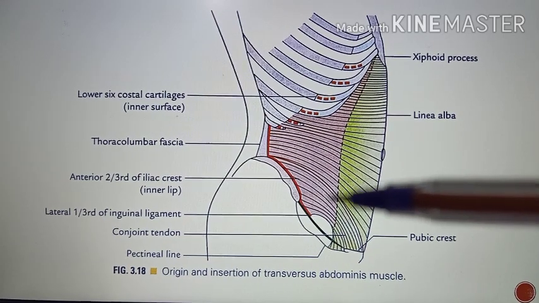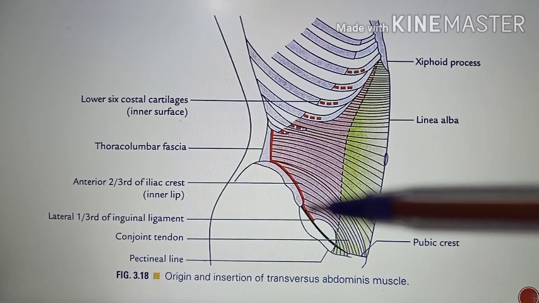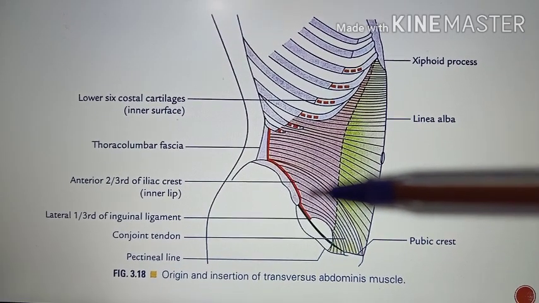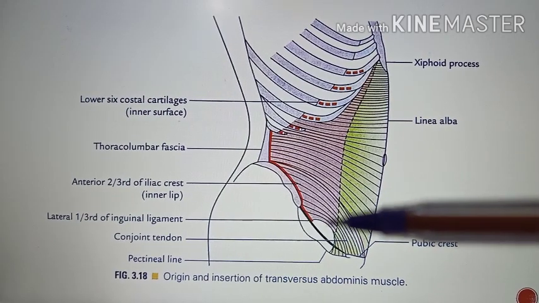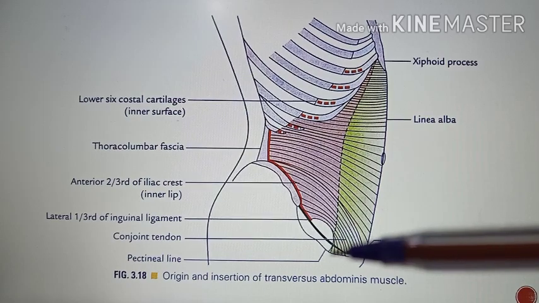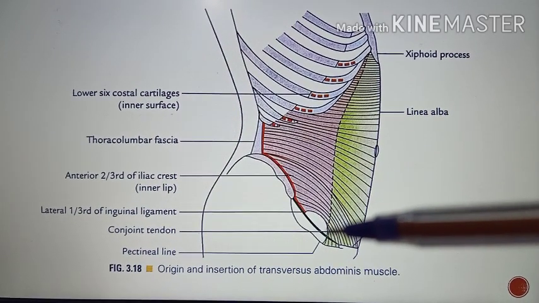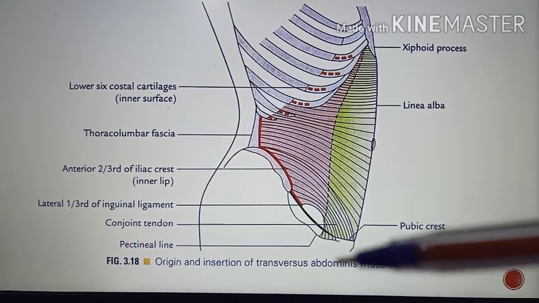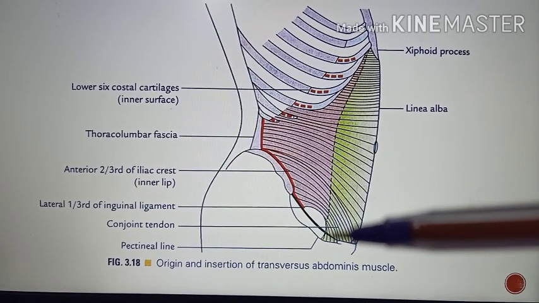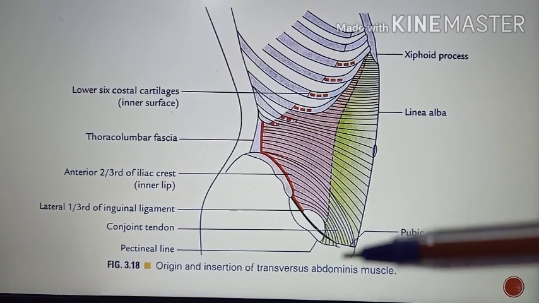Then the inguinal fibers, which arise from the inguinal ligament, arch forming the roof of the inguinal canal and join with the aponeurosis of the internal oblique to form the conjoint tendon. This conjoint tendon is inserted into the pubic crest and the medial part of the pecten pubis.